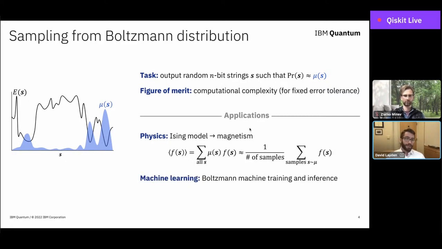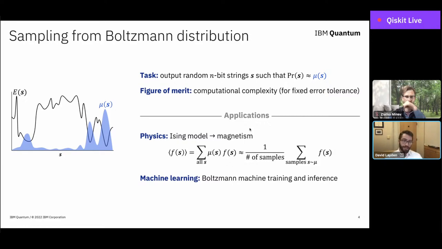This exact same trick is also used in machine learning, specifically in Boltzmann machines, which are just classical Ising models that are invoked for generative modeling. And in fact, this sampling problem arises both in the training and the inference steps, and it can be a bottleneck in both.